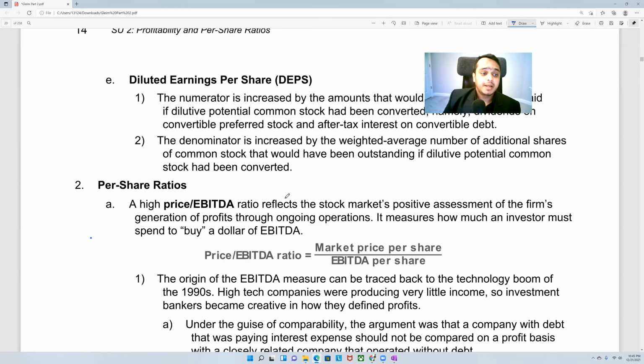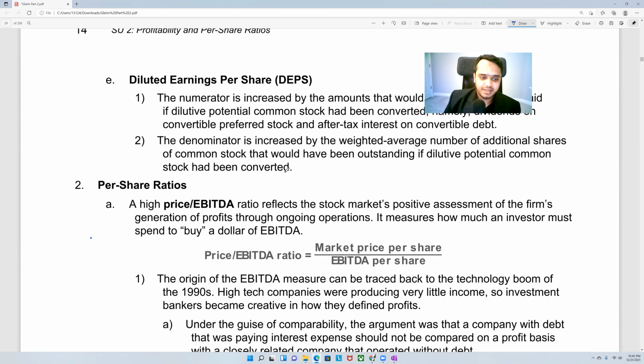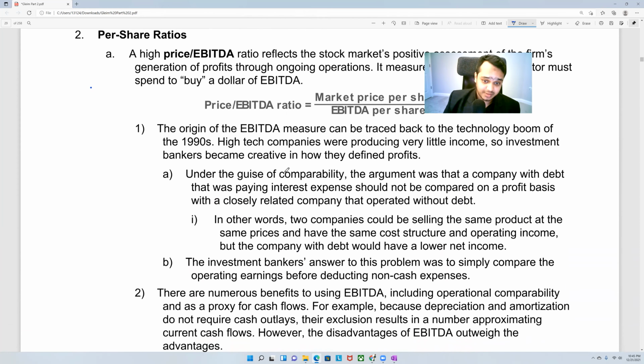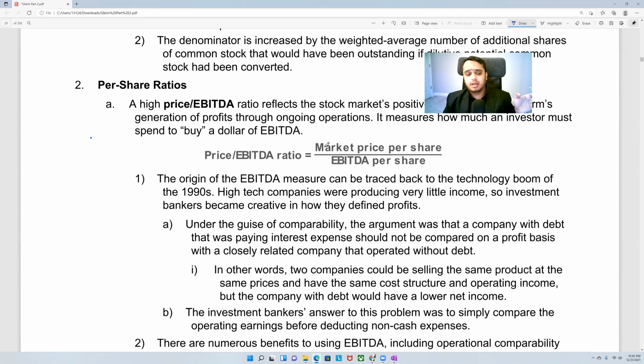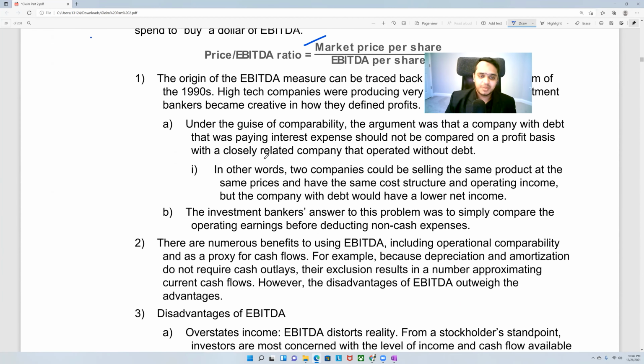Now, moving back, see, they did not give any formulas for it. They just said it, and what I've said, that's what it is. Now, price divided by earnings before interest, tax, depreciation, and amortization. So market price per share divided by EBITDA per share, you would get that amount. They call it the price by EBITDA ratio. Okay, so what are the advantages of EBITDA?